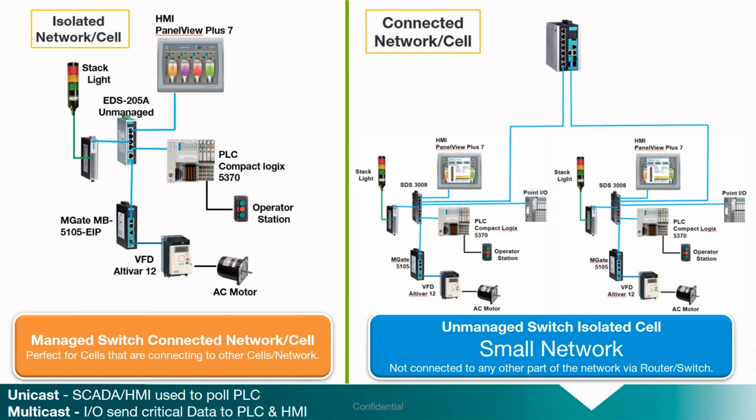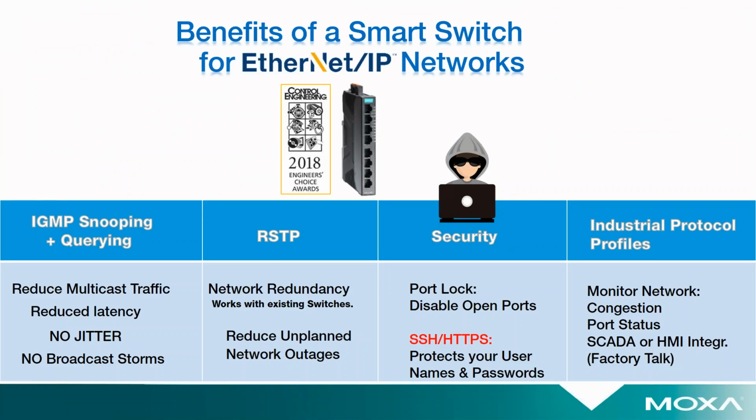But as soon as you start connecting more devices, you have multicast traffic. And the more multicast traffic, as soon as you connect it to another part of the network or other cells, then you're going to have a flood of traffic, and that's when you start to see issues with PLC timeouts or things not replying in the appropriate time, which can definitely affect the performance of your network and affect your production, obviously.